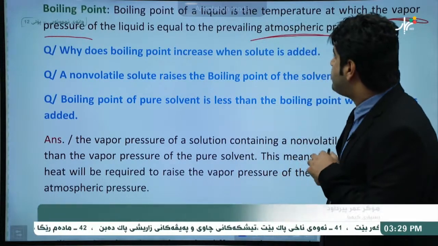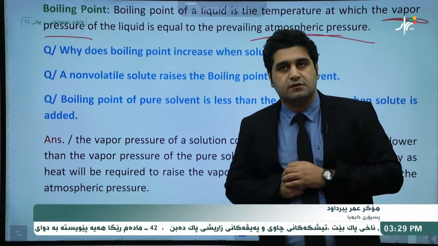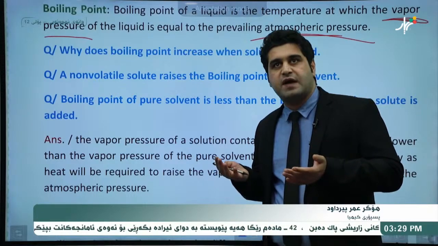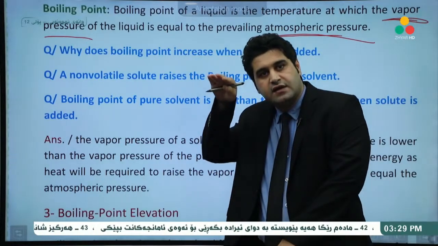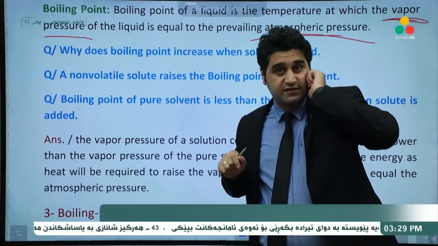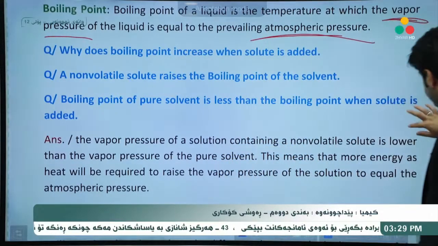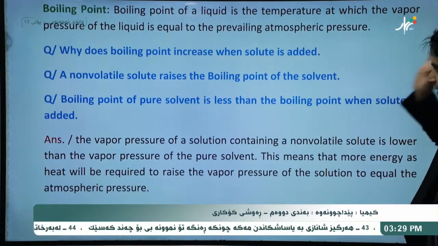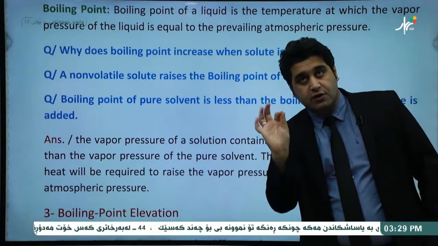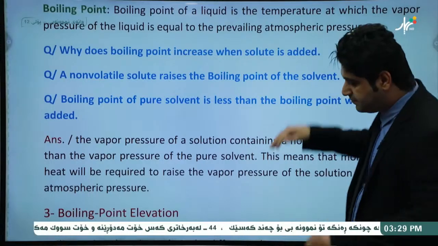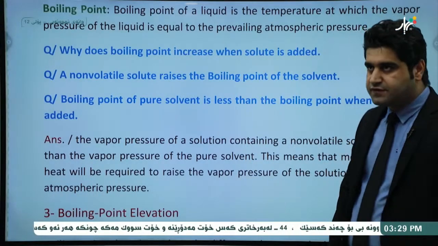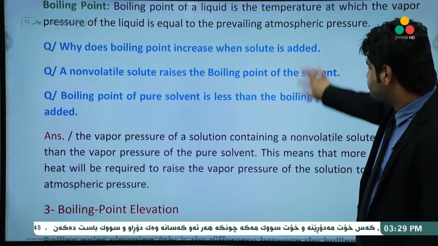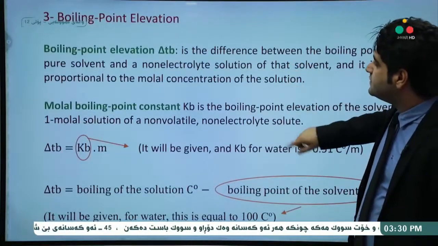So what will happen if we add some solute to water? Well, adding solute into water lowers the vapor pressure, so the boiling point is elevated. That's the point of answering the question about the boiling point. Immediately you have to talk about the vapor pressure. Why is the boiling point very high? Because the vapor pressure is very low. Why is the boiling point very low? Because the vapor pressure is very high. So there is an inverse relationship between them.